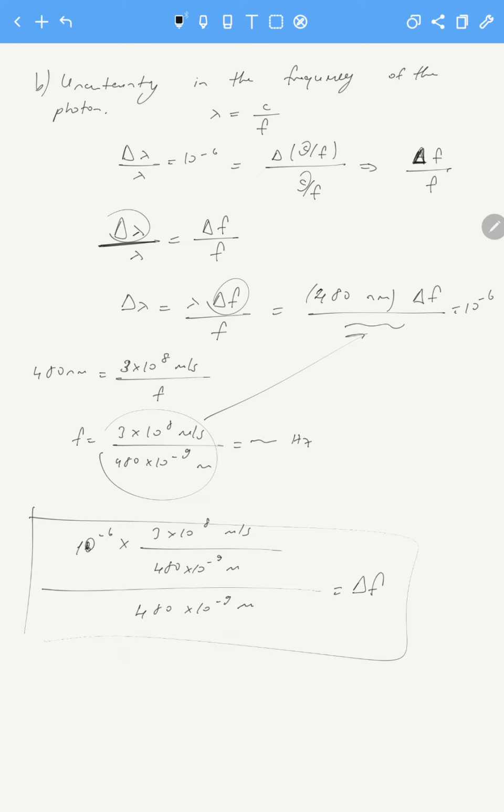If we calculate this, we are going to find something like 16. So, as one might see, the uncertainty in the frequency will be quite large. Okay.